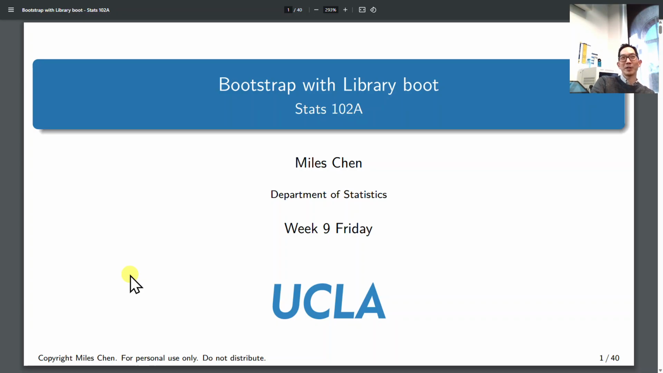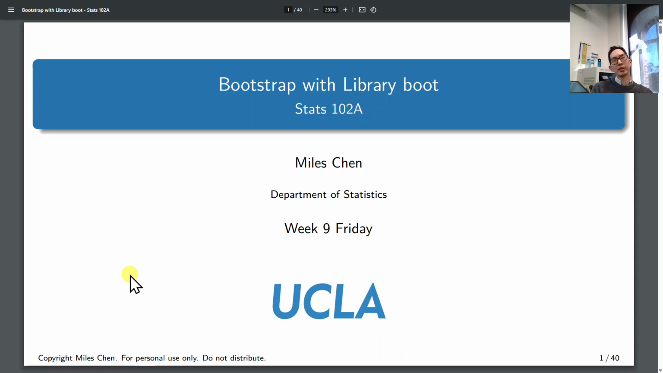Okay, we've been looking at these resampling methods for answering statistical questions and really to give us an estimate of the sampling distribution. We saw randomization tests on Monday. On Wednesday, we first saw the bootstrap, and we did some hypothesis testing with bootstrap. And today we will do more bootstrap, but this time with library boot.